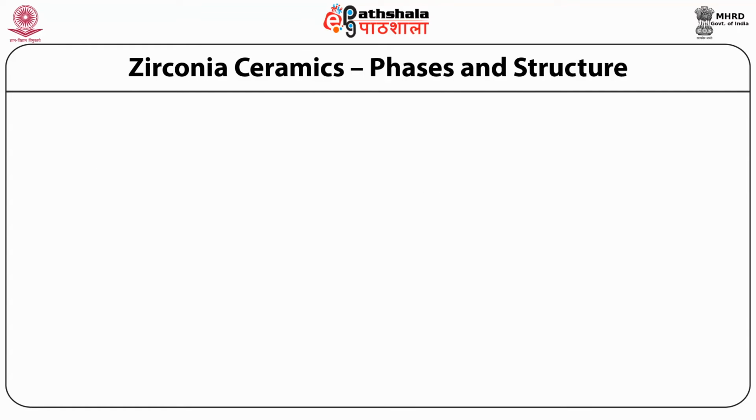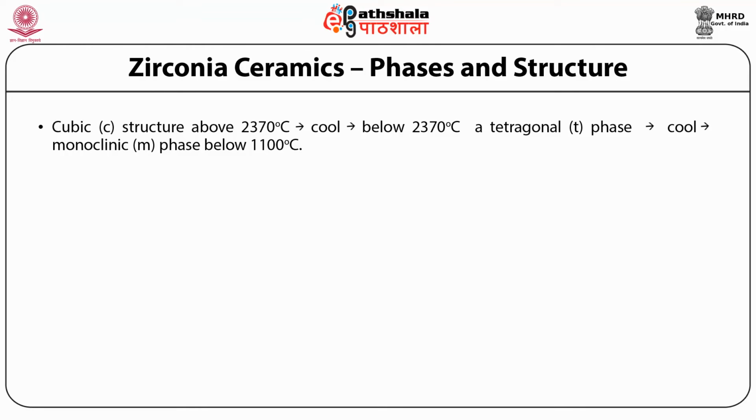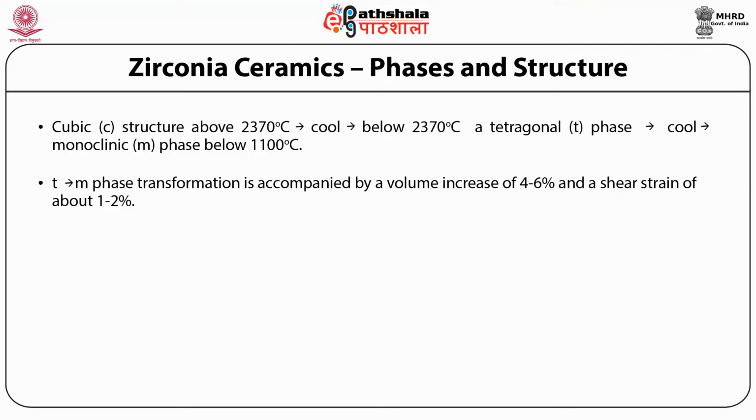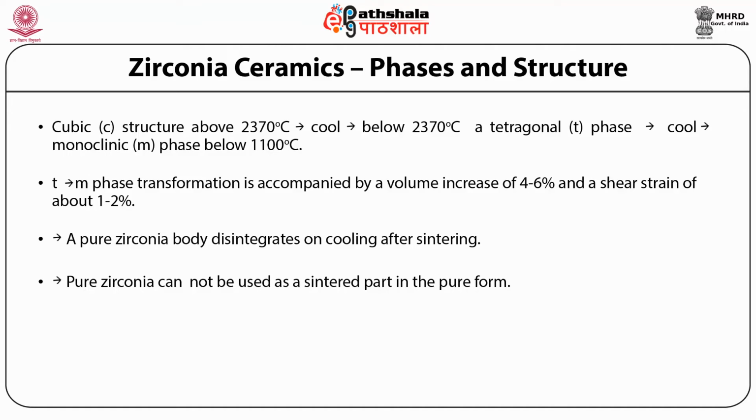Now let us discuss the structure of zirconia. Pure zirconia, that is ZrO2, has a cubic fluorite structure at temperatures above 2370 degrees Celsius, and on cooling it changes to a tetragonal phase at 2370 degrees Celsius and then to a monoclinic phase at about 1100 degrees Celsius. The tetragonal to monoclinic phase transformation is accompanied by a volume increase of 4 to 6% and a shear strain of about 1 to 2%. Due to these changes, a pure zirconia body disintegrates on cooling after sintering, and pure zirconia cannot be used as a sintered part in the pure form.